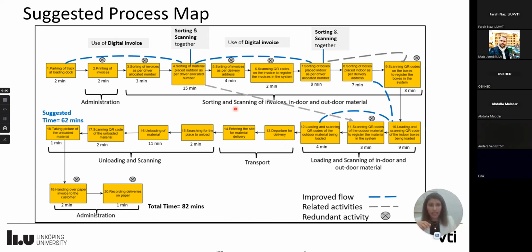Another thing is that these gray lines show the link between the related activities. For example, here sorting of material is taking place. My suggestion is that if we scan the items while performing sorting, because sorting is already a manual process, then we can skip activity number 11, which is scanning the QR codes. This is also true for activity number 7. Then we can skip the scanning of QR codes of the boxes placed indoor, and go directly from 8 to activity number 10.